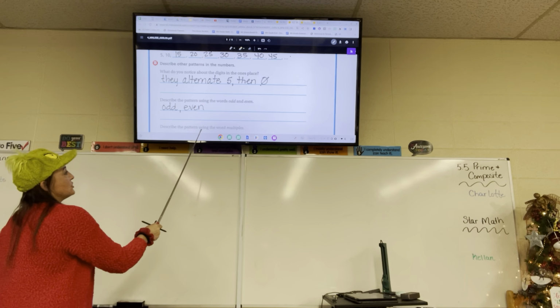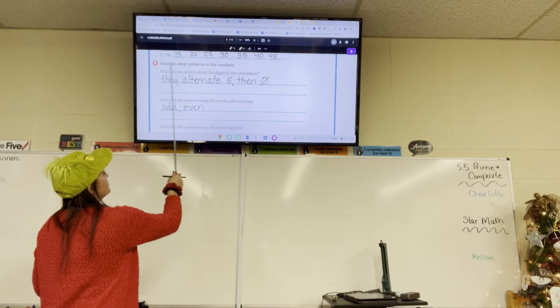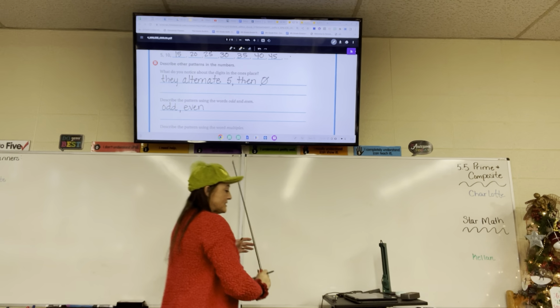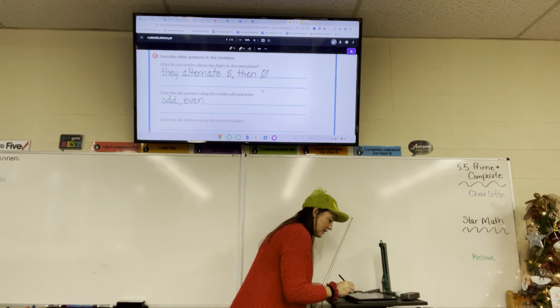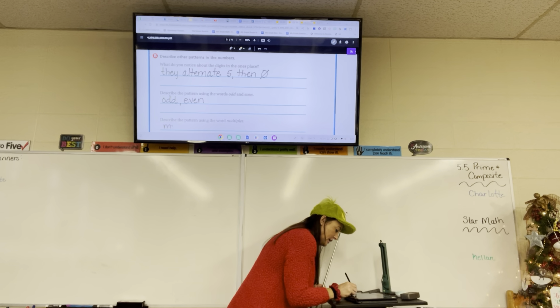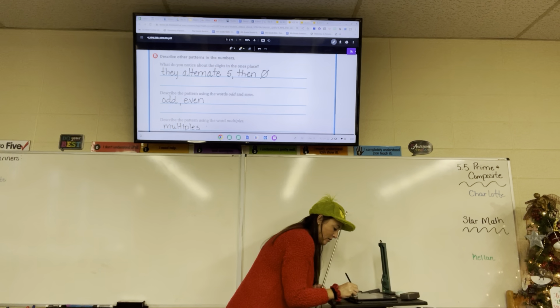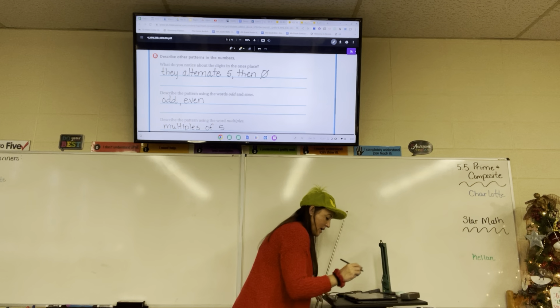Now they want us to describe the pattern using the word multiples. What are all of these terms multiples of? Five. Very good, guys. Multiples of five.